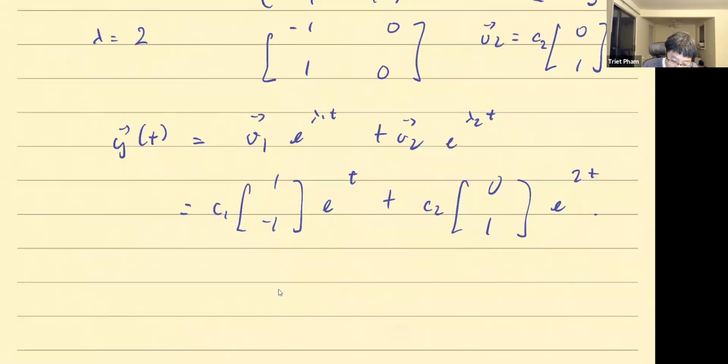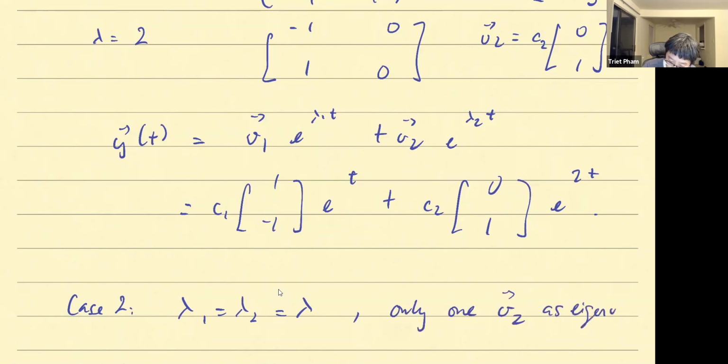So now, if you look at the one we looked at before, case 2, when you have repeated eigenvalues and only one vector as eigenvector.